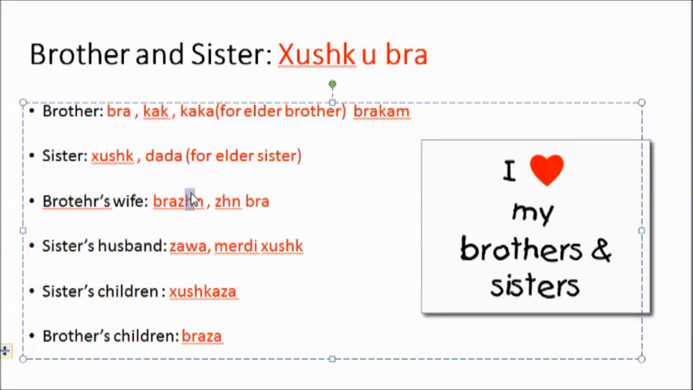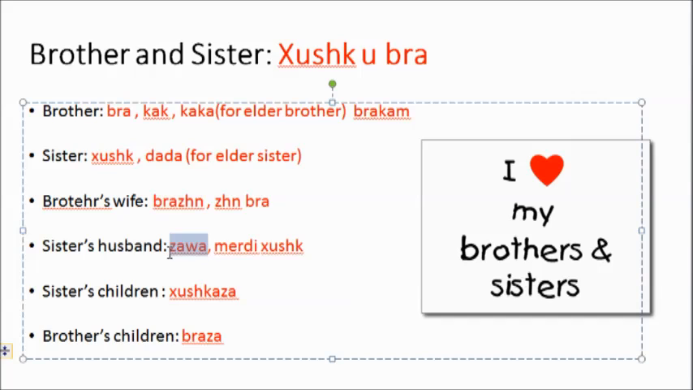Brother's wife is called brajen, as we said, jin means wife, bra means brother. So brajen means wife of brother. Jin bra also means the same thing, so you can use one of them. But when you call your brother's wife or sister-in-law, you don't say jin bra. If you want to call her, you say brajen.